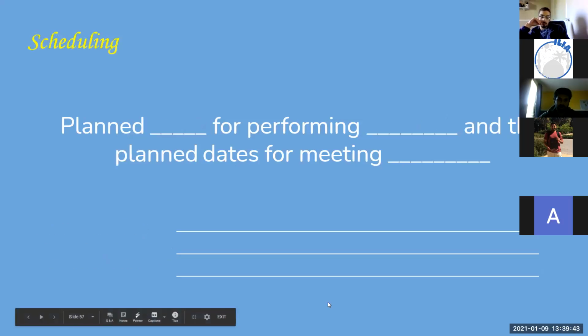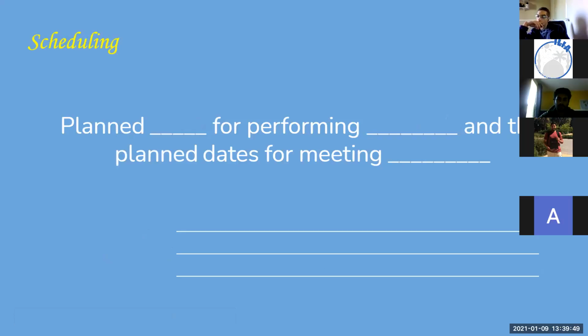All right, scheduling. So what would scheduling be? It's a planned what for performing what and the planned dates for meeting what. So remember what we talked about, work plus time equals an activity. And what's a schedule? It's a bunch of what? Activities. So deadlines, it's planned what? Deadlines are where?